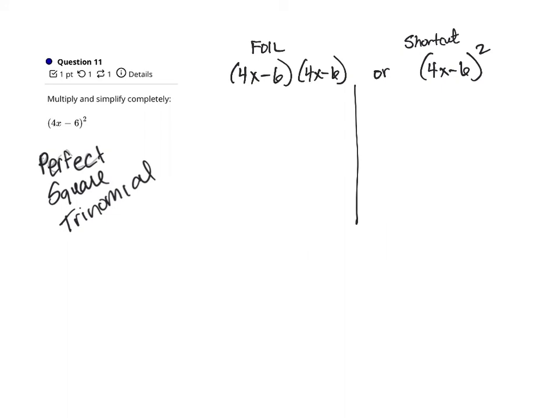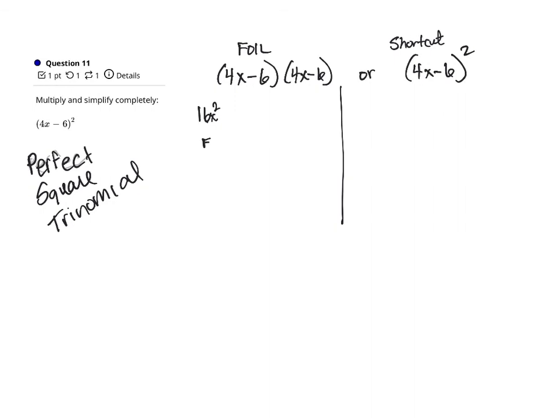So we can do FOIL. I'm going to do FOIL and I'm going to do the shortcut. FOIL: 4x times 4x is 16x squared. That's the F. 4x times negative 6, that's the negative 24x. That's the O, that's on the outside.